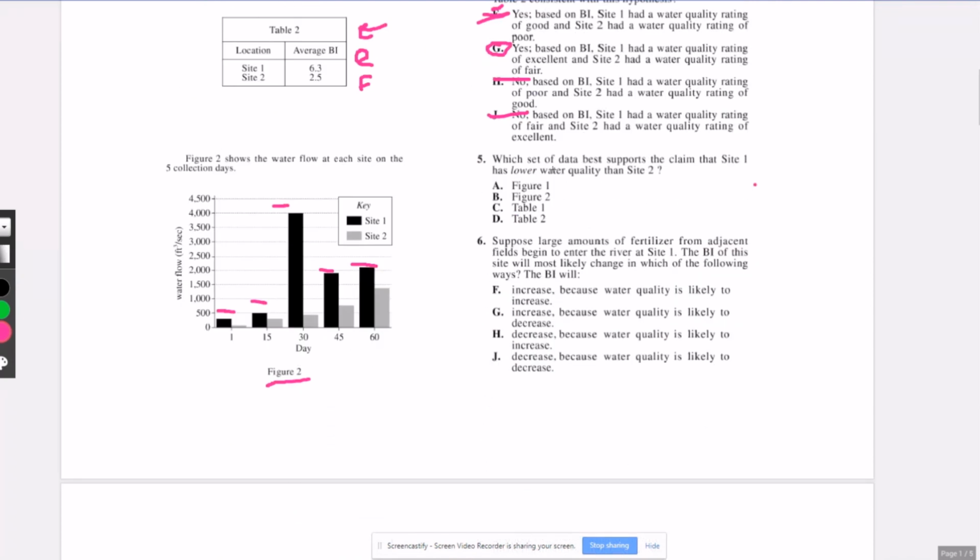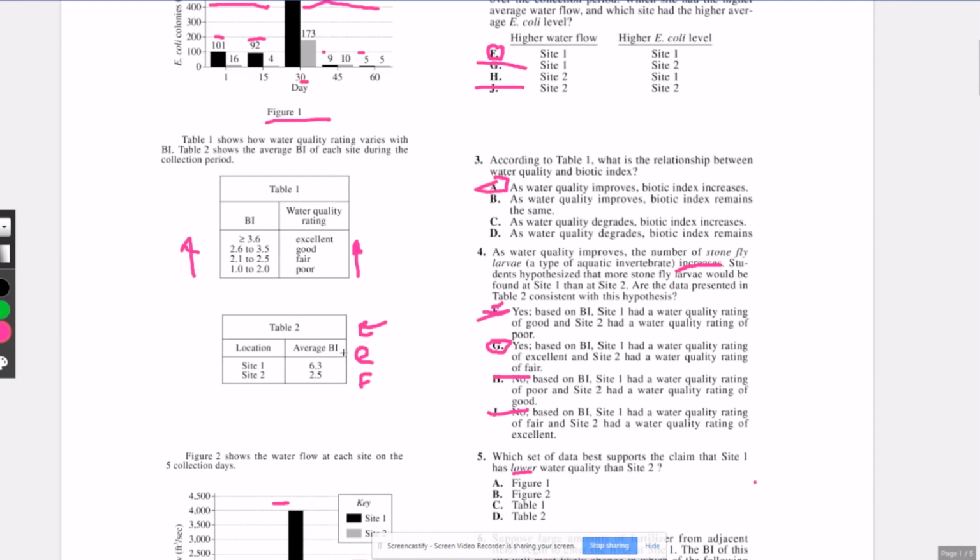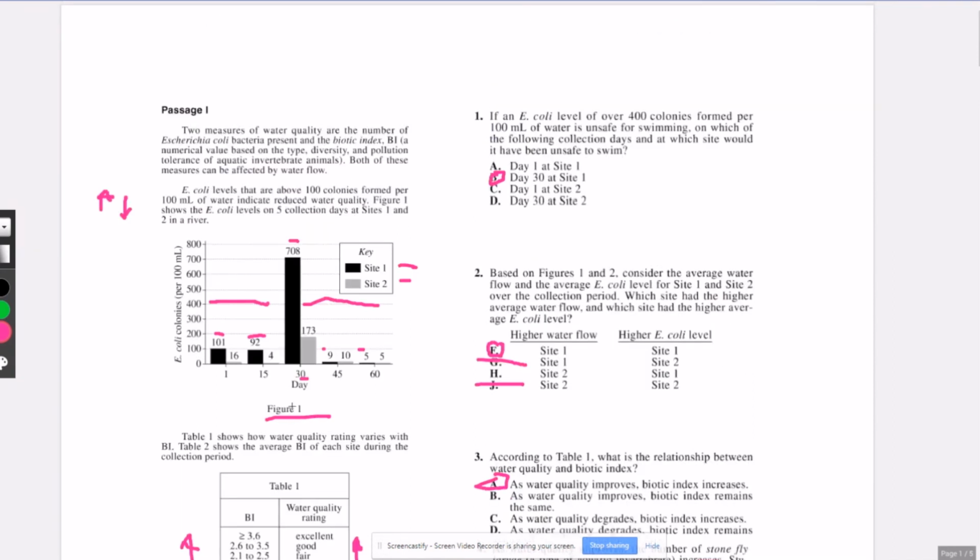Question 5 asks, which set of data best supports the claim that site 1 has lower water quality than site 2? So looking at our graphs, it looks like water flow we're not so sure about the quality of. Both the biotic index tables show that site 1 is higher. But then if we look at site 2, right, it says right here, if we have more E. coli, we'll have decreased water quality.